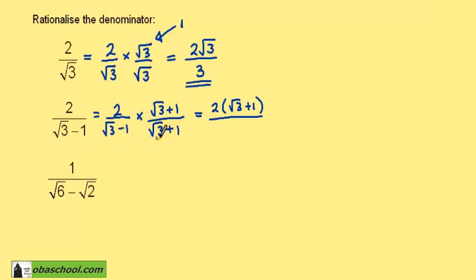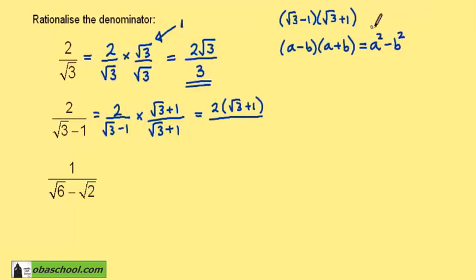Now consider root 3 minus 1 times root 3 plus 1. We know the difference of two squares, that a minus b times a plus b is equal to a squared minus b squared. Following the pattern, root 3 minus 1 times root 3 plus 1 must be 3, take away 1, which is 2.